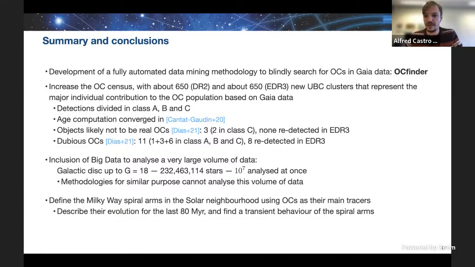The total census now is about 2,500, let's say. So this represents the major single individual contribution to the catalog. It's something I like.